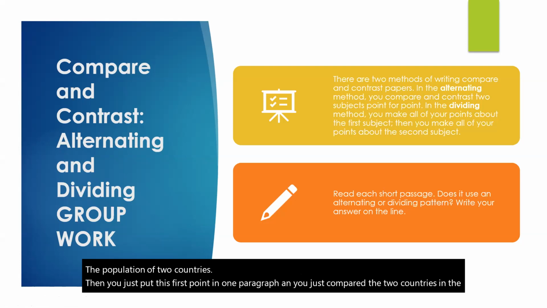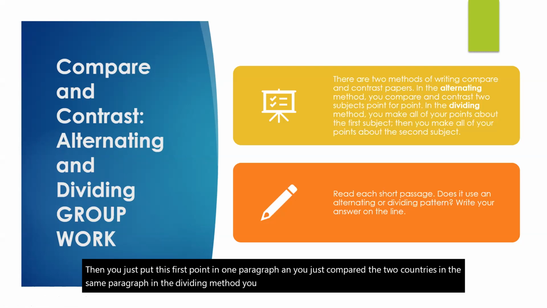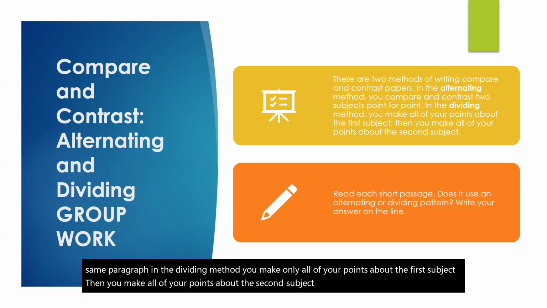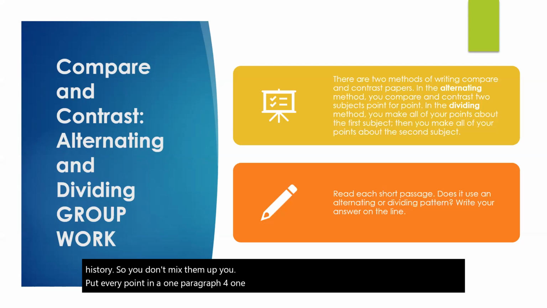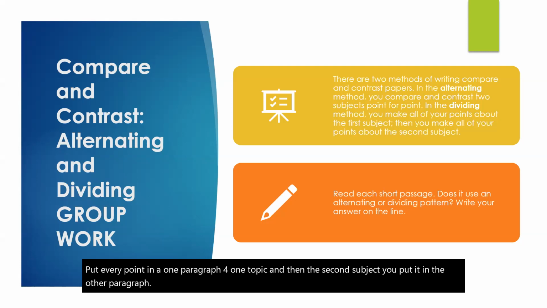In the dividing method, you make all of your points about the first subject, then you make all of your points about the second subject. So in one paragraph, you talk about, let's say, Bahrain's history, and then in the second paragraph, you talk about England's history. So you don't mix them up. You put every point for one topic in one paragraph, and the second subject in the other paragraph.